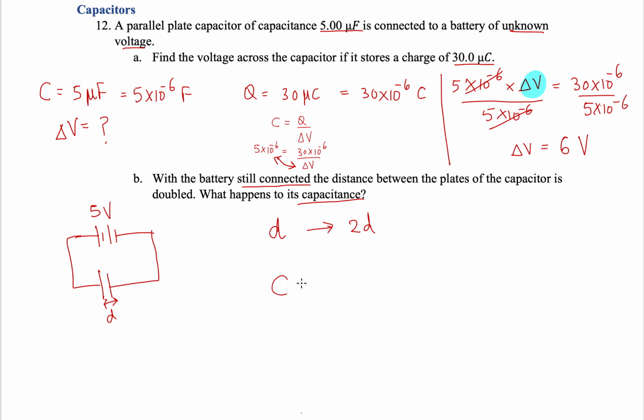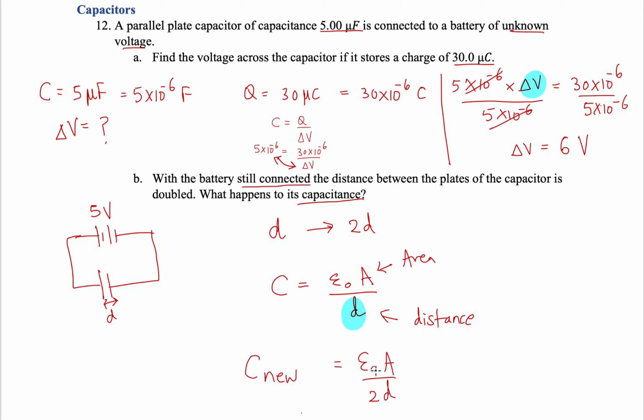For this we'll look at the second formula for capacitance, which is epsilon A over D, the formula which is based on the geometry of the capacitor. We know that capacitance is equal to epsilon A over D, where A is the area and D is the distance between the plates. Now, if this distance is made 2 times, that means you double the distance. So if I want to write the new capacitance, I'll write epsilon A over 2 times D. So what will happen to the capacitance?